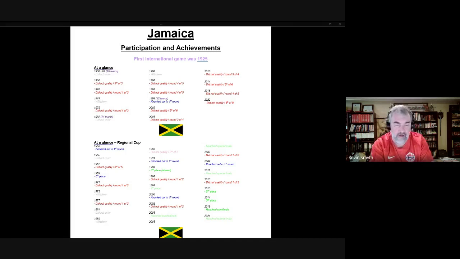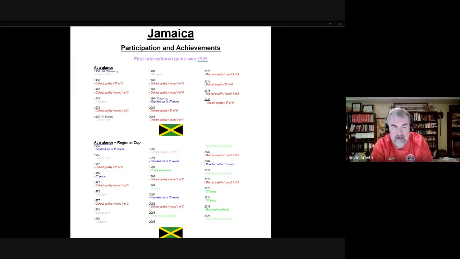But turning to their recent performances, Jamaica is coming off a good period, which saw them finish second in the Gold Cup in 2015 and in 2017. They fell back to a semi-final finish in 2019 and then back to their average quarter-final finish in 2021.